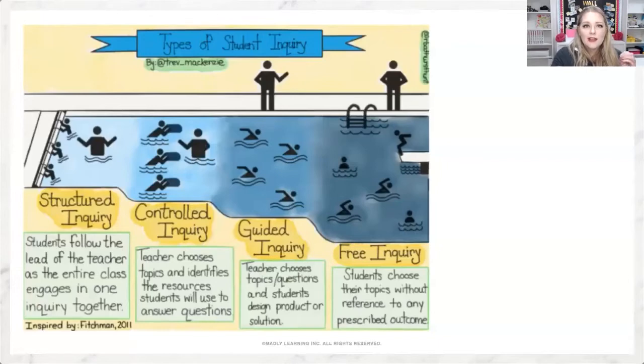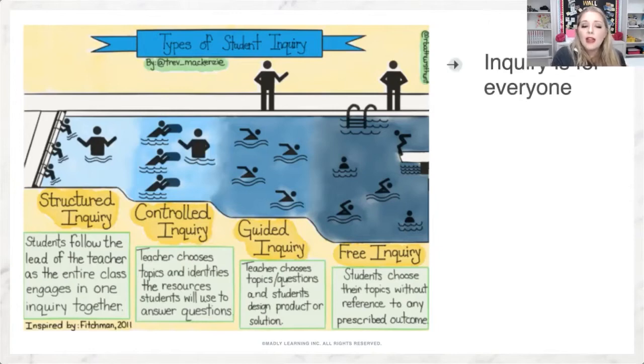Think about swimming, and it's such a great analogy. We don't simply learn how to swim by jumping into the deep end and figuring it out on our own. We often take it slow. In this image, there are 4 different levels of inquiry. They are all inquiry, but we have to slowly transition our students from structured to a more free inquiry. And for some students, they might stick around a controlled or guided inquiry. In fact, I often will recommend that most junior classrooms are probably going to work around a controlled or guided inquiry model in a junior classroom.